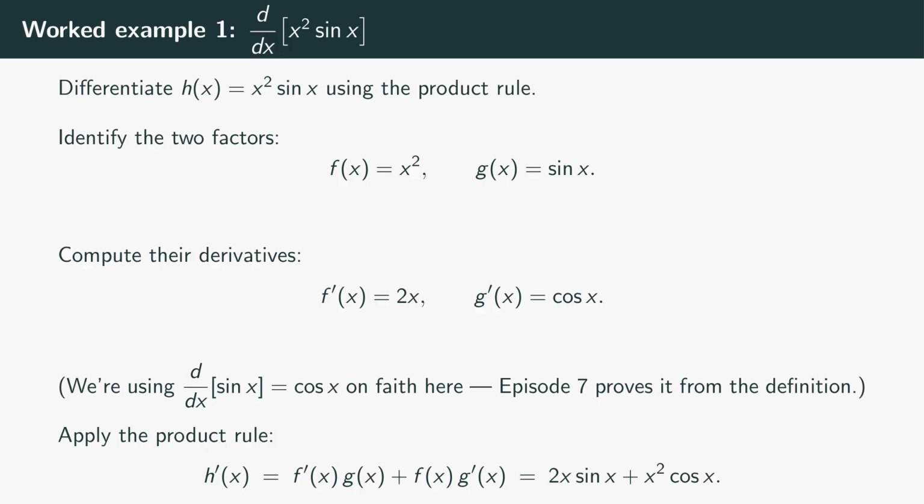That's the answer. Quick sanity check. At x equal to 0, the first term is 0 because of the 2x, and the second term is 0 because of the x squared. So the slope at the origin is 0. The function x squared times sine x near the origin is dominated by the x squared factor. It sits down against the x-axis like a flat dish. Slope 0 is exactly what you'd expect there. The product rule produces it immediately.